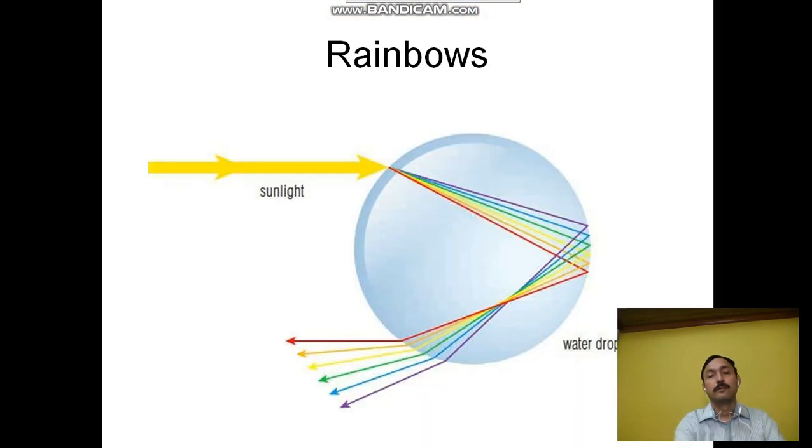This is a picture of the rainbow. What we observe here, this is the science of why it is produced.